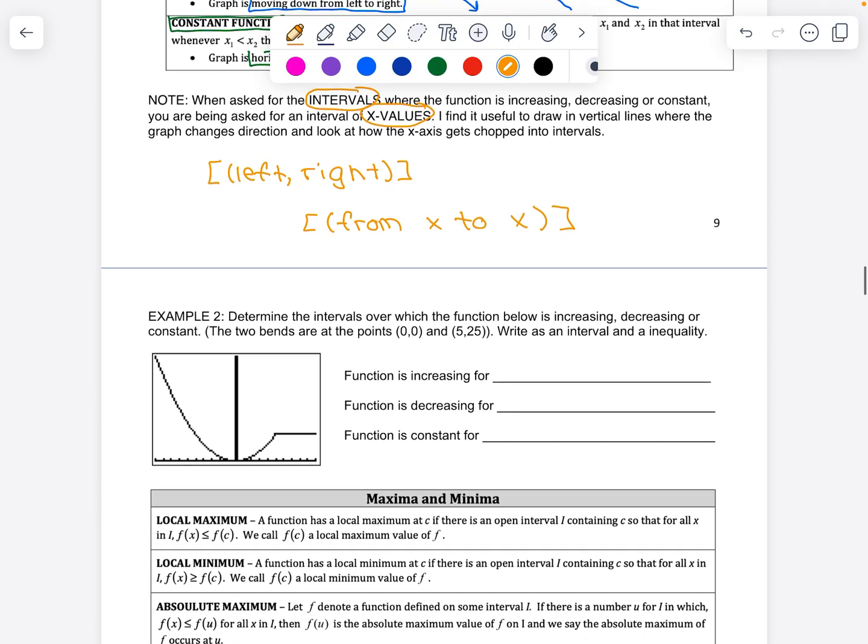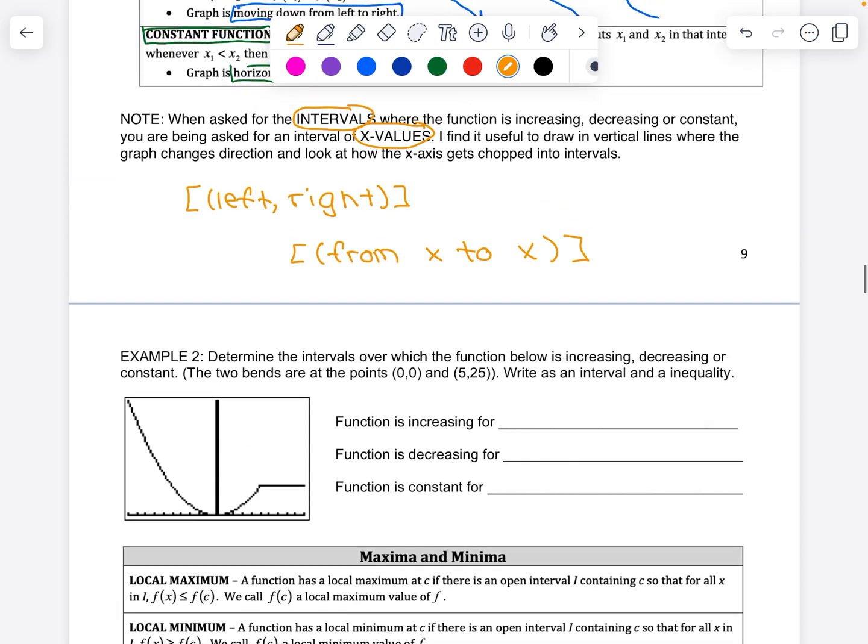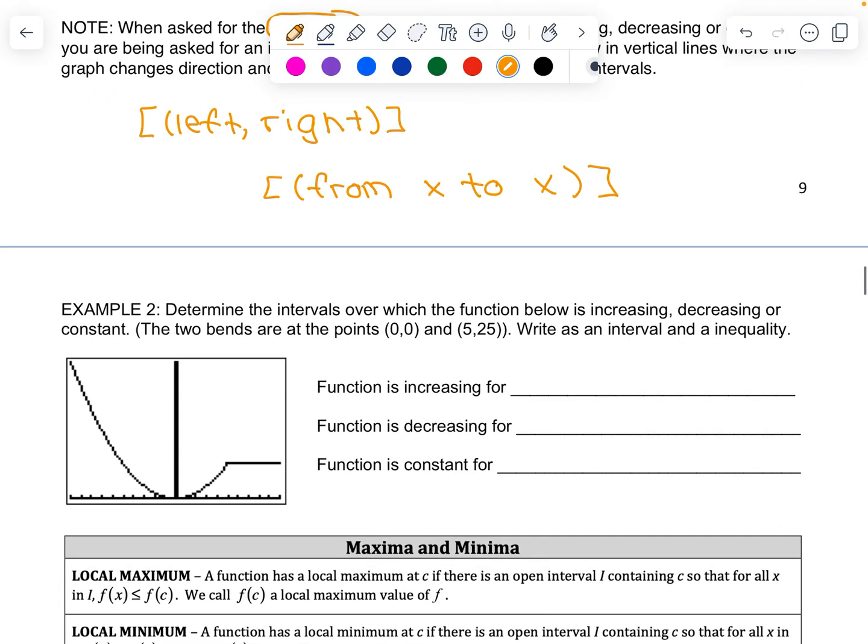So let's go ahead and take a look. So here we have a graph here. It wants to know when is it increasing. So increasing is going to be going up. So there's this curve here, and the only part that is increasing is that little part right there. When is it increasing from? It's increasing from x to x. So what's the x value here and what's the x value here?